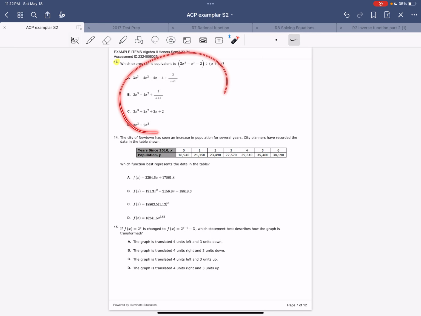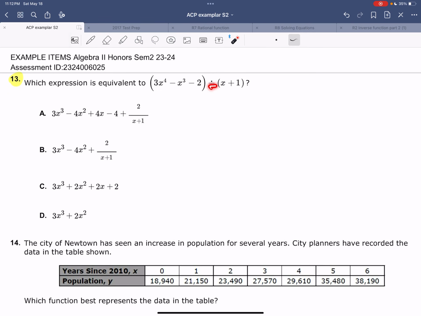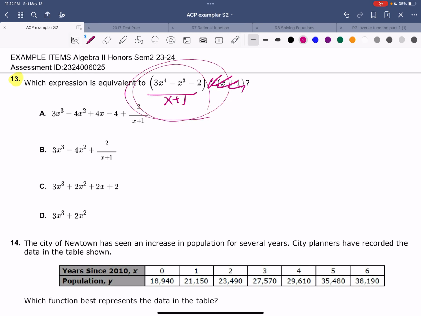You can do the same with this question. Now, do you see it's a divide? So remember, the longer one on top will go to the bottom. So this is what you're going to put into the decimals and every single one of these.